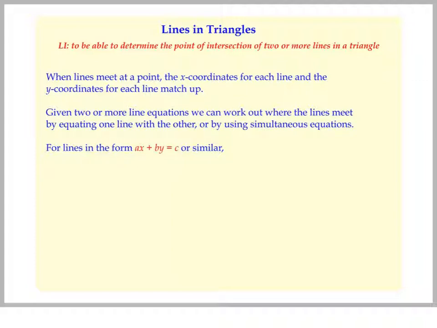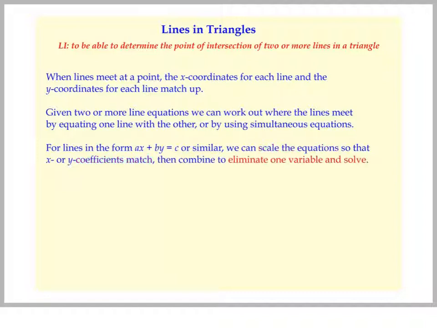If we have lines in this form, where we have the x and the y term together equal a number, the usual thing we can do is scale the equations by multiplying, so that either the x coefficients, the numbers in front of the x terms, or the y coefficients match up. Once that's the case, we can combine them either by adding or subtracting to get rid of the matching variable and solve for the other one. We'll then obviously substitute back in to get the remaining value.